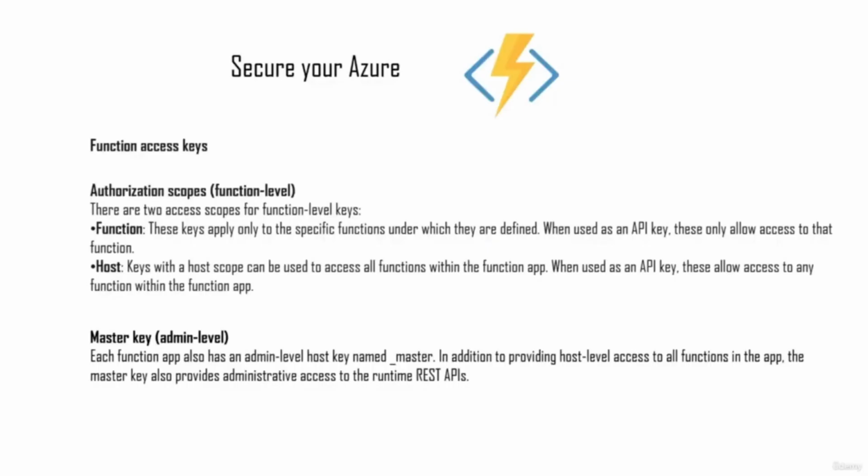There is also something called a master key. So this master key is also able to have access to admin level APIs. Now master key is only specific to an admin and it should not be distributed or given to clients to run APIs. So now let's look at how these things work.